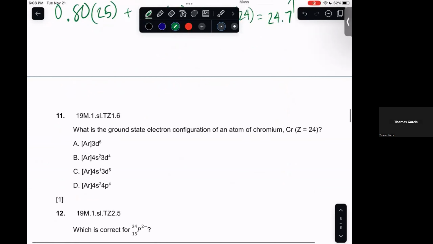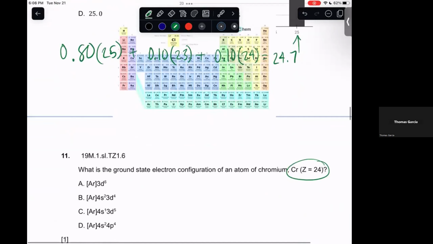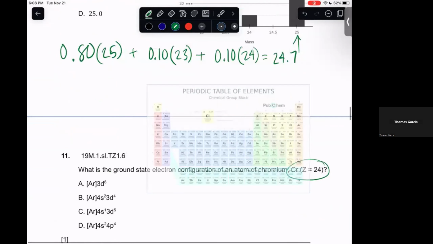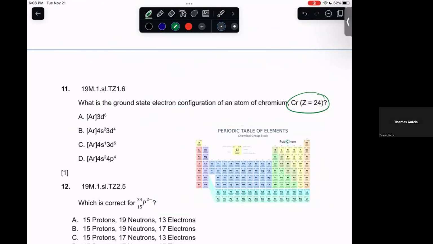What is the ground state electron configuration of an atom of chromium? Z equals 24. That Z purely represents the number of protons, the atomic number. So looking at our periodic table, chromium is right there, following after argon. So we're going to start with argon. And we have the 4s2 filled, 4s2, and 3d4.